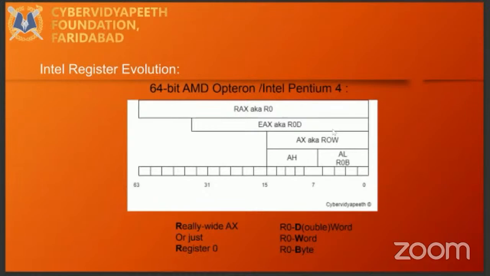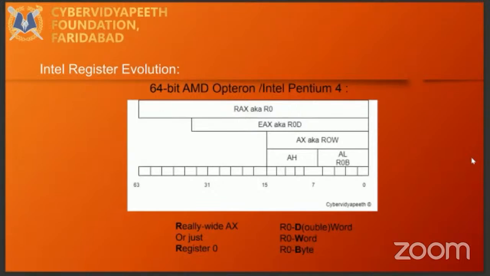The Intel naming scheme is now R0, R0D, R0W, R0B. So what exactly is going on here? The concept is actually pretty simple. R0D means R0 double word, R0B means R0 byte. So we know that a byte is 8 bits, right? So R0 byte means register 0 with 1 byte of information. So that is 0 to 7.